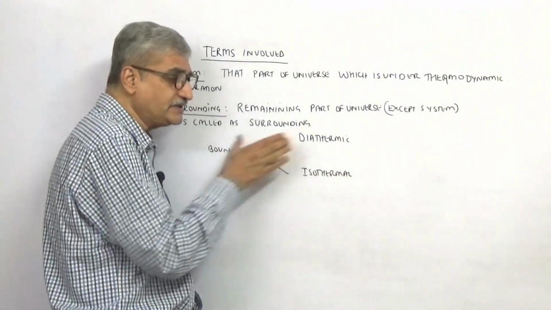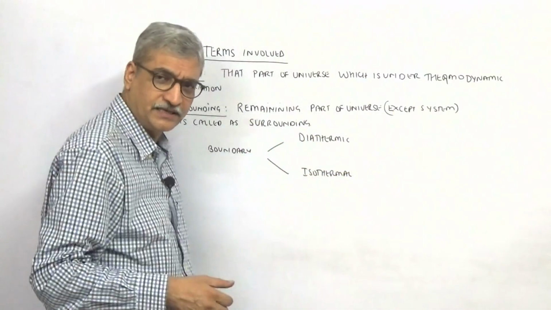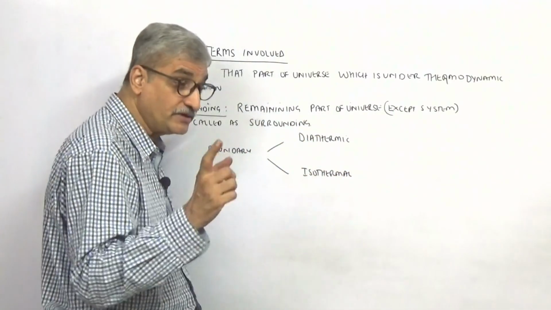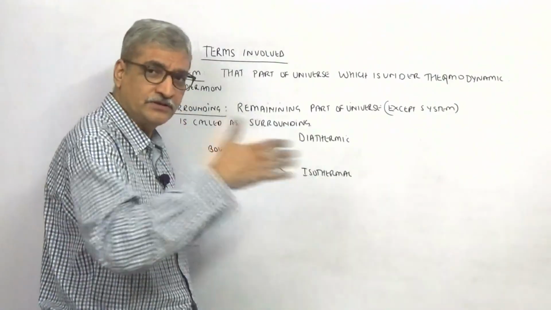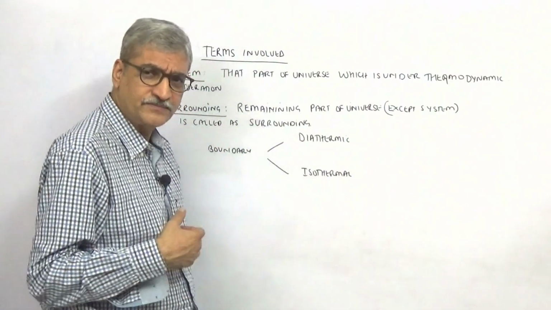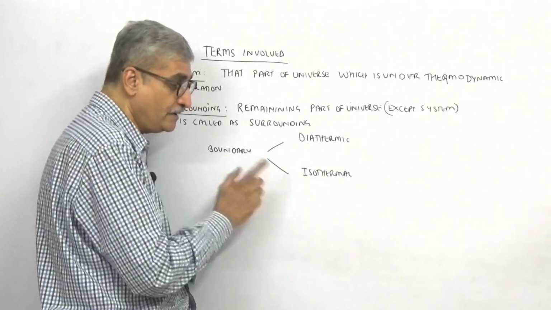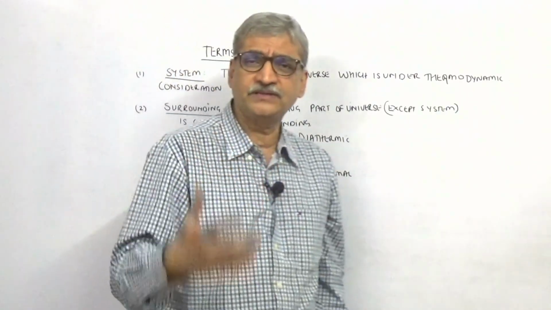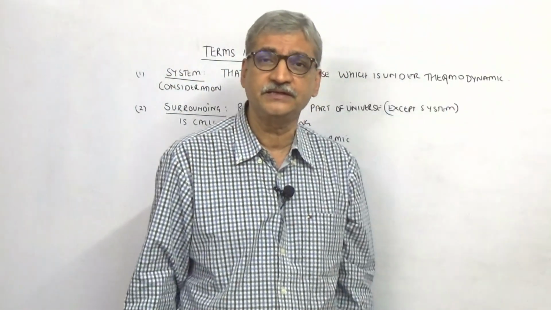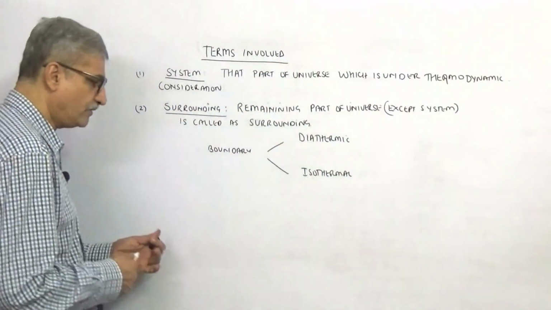A boundary which is diathermic is basically an insulation material which will not allow the exchange of energy from system to surrounding. Is this clear? Whereas an isothermal boundary would be something which will freely allow the exchange of energy from system to surrounding. Is this clear?